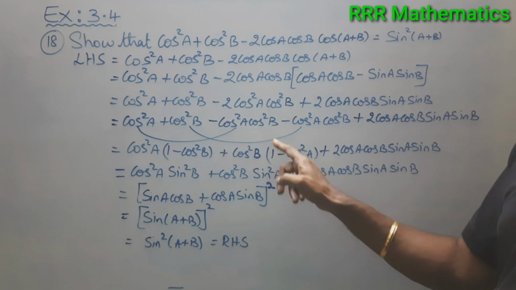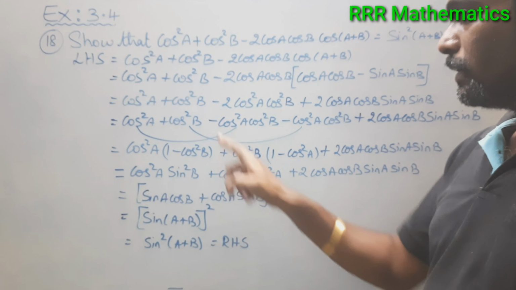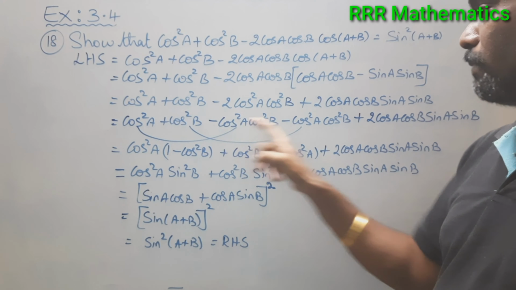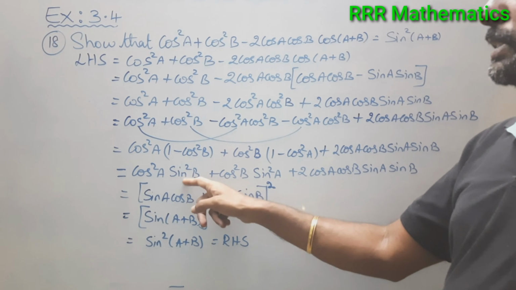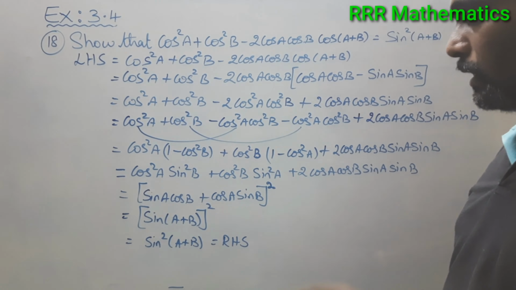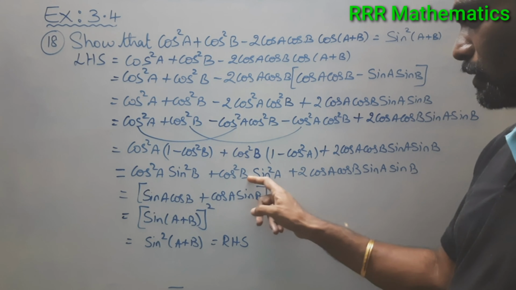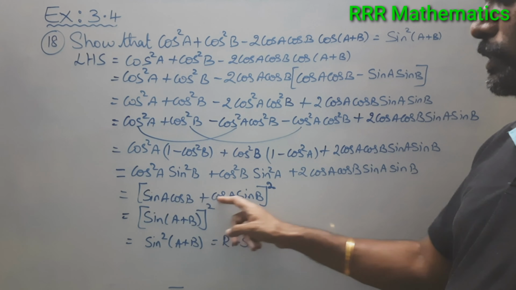Why am I rewriting? When you split like this, I can take cos square a as common between these two terms. When you take it, 1 minus cos square b is left. And from these two terms, I can take cos square b as common. What is left? 1 minus cos square a is left. It will be sin square b, it will be sin square a. Now, this is in the form of a plus b whole square. See, this is a square and this is b square. This is 2ab. So, a plus b whole square.